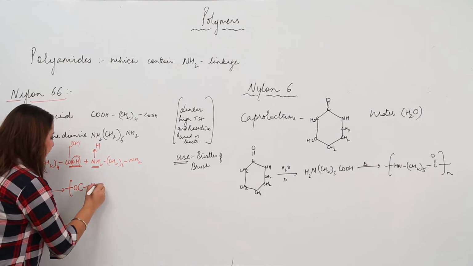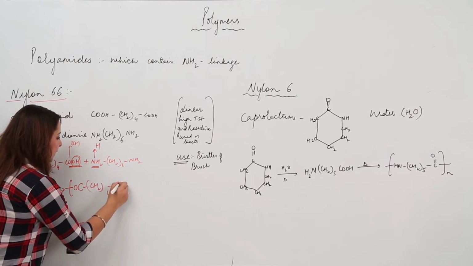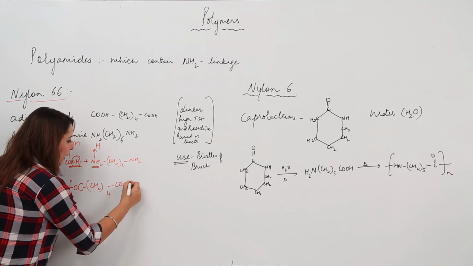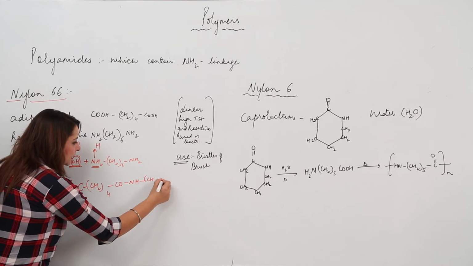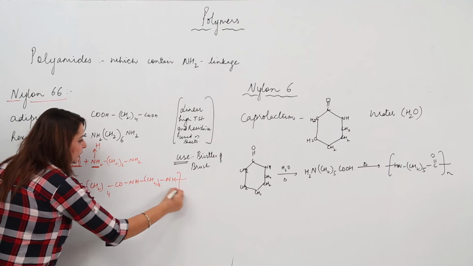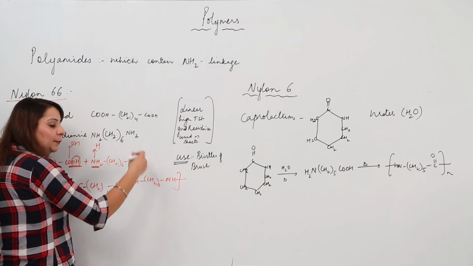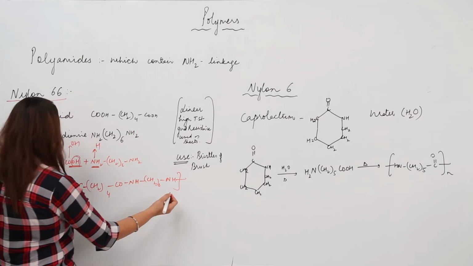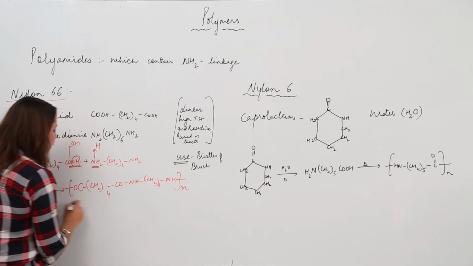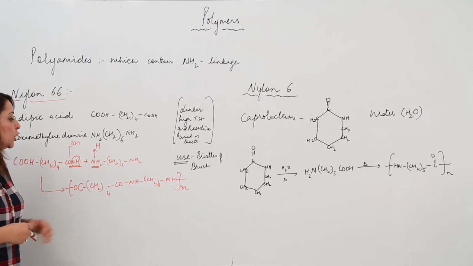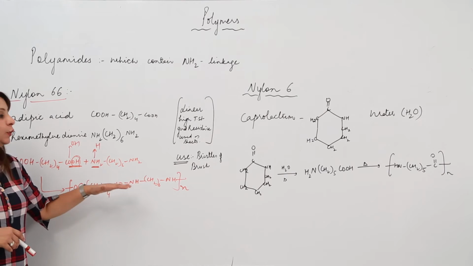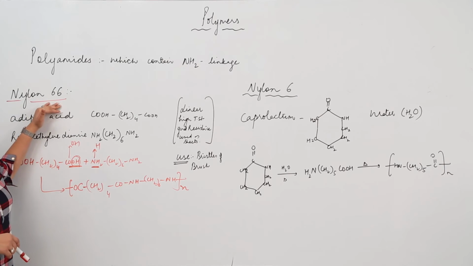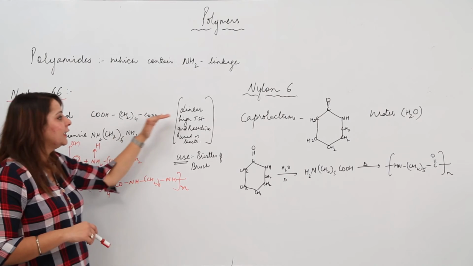So we are left with CH2 whole 4, then CO, and OH is lost as a constituent of water, then NH, CH2 whole 6, and again NH, because here also it will lose one H when it combines with some other monomer of adipic acid, and this is nylon 66. This is the unit which will keep on repeating itself throughout the length, and we'll get the polymer nylon 66.